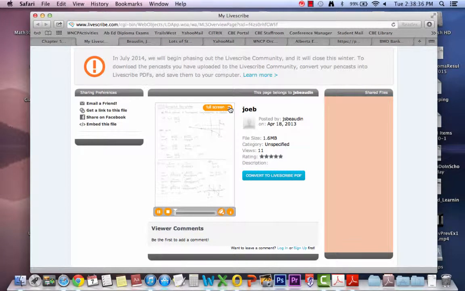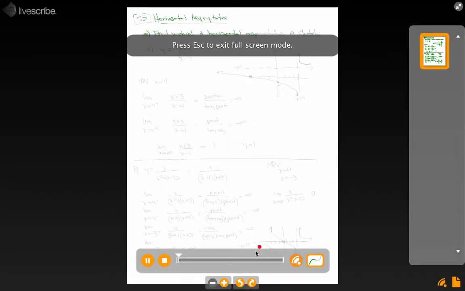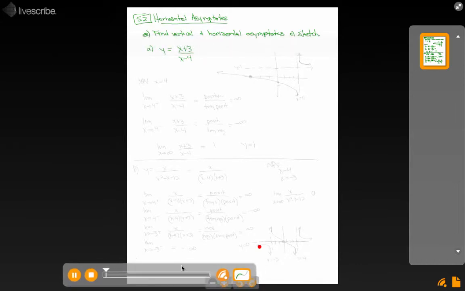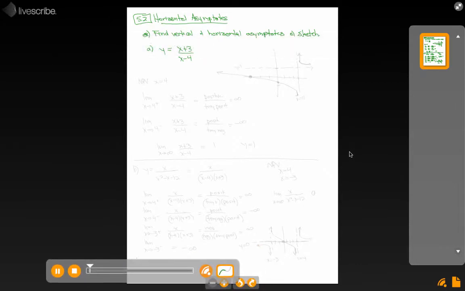This comes out of section 5.2, horizontal asymptotes. So we're asked to find the vertical and horizontal asymptotes and sketch this function here. It's a rational function, relatively simple in that it just has an x plus 3 and an x minus 4, no squares, cubes, anything like that.